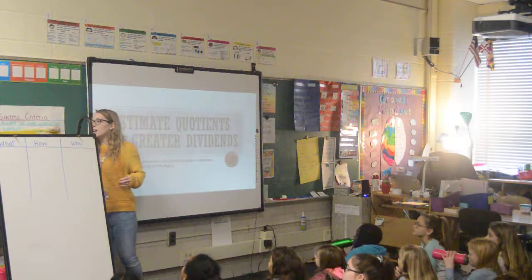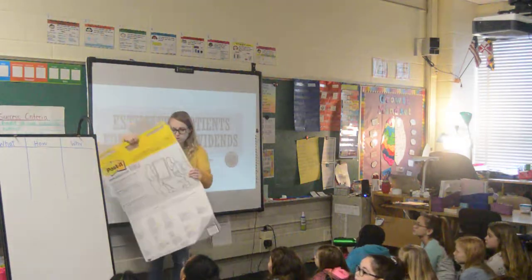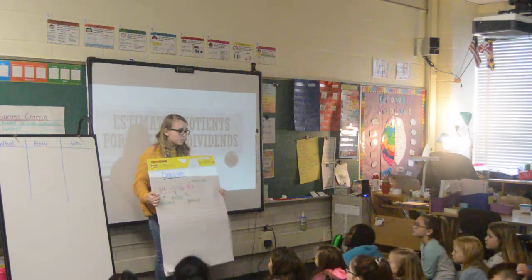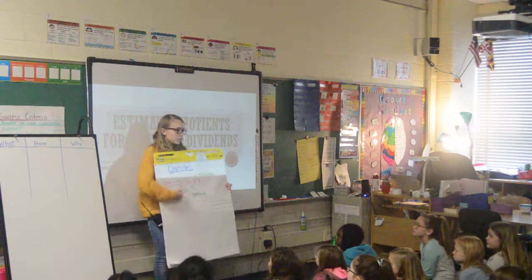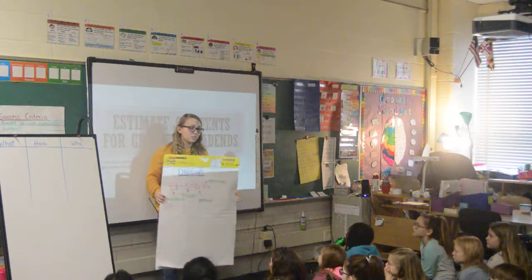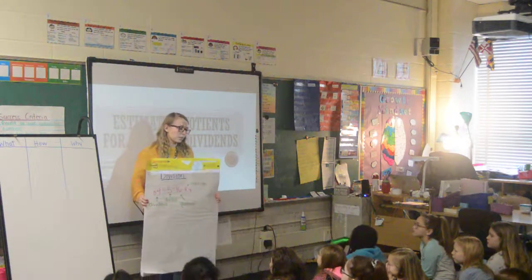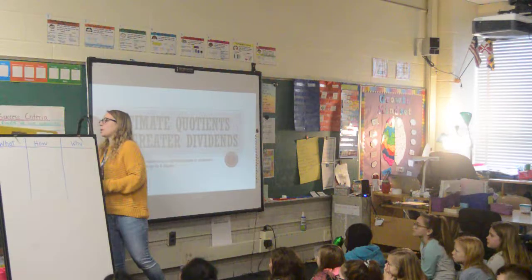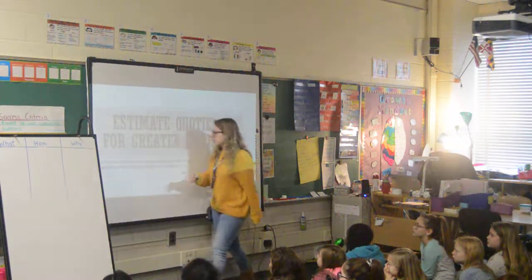Exactly. So, I just want to hold this up so you can remember. Dividend is this number that's being divided up, and divisor is the number you are dividing by. Okay? So, the words are very close, so we gotta remember this. I'm gonna hang this so we'll remember.